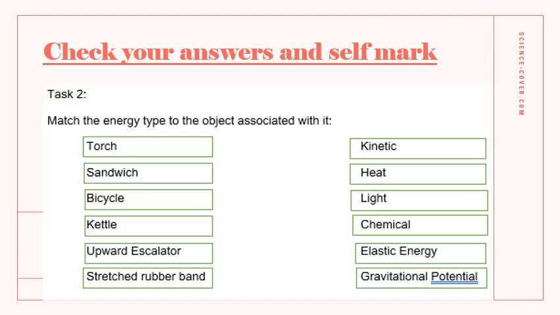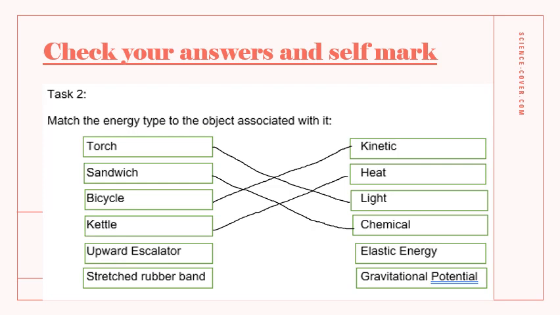On task 2, we had to match the type of energy with the object associated with it. So the torch gives off light energy. The sandwich contains chemical energy. The bicycle uses kinetic energy to move. The kettle will produce heat energy. The upward escalator is gaining gravitational potential energy, and the stretched rubber band is storing elastic energy.